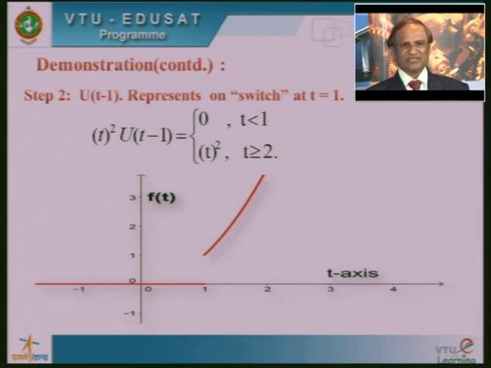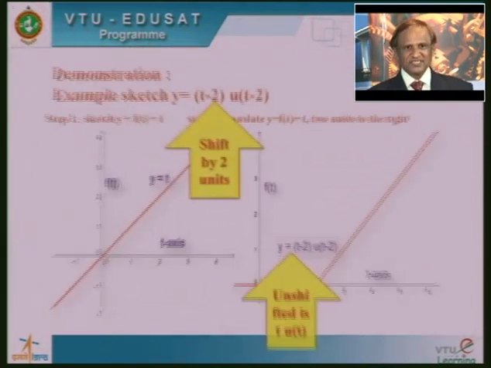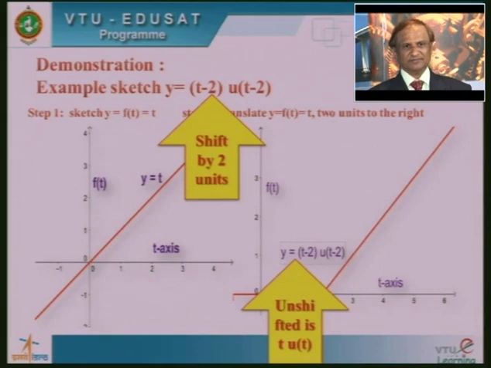That is why mathematically you can write t square into u of t minus 1 is equal to 0 when t is less than 1, or t square when t is greater than or equal to 1. Observe the graph on the t axis. When t is less than 1, the curve is not visible. Is it clear? When t is greater than or equal to 1, the t square curve is visible. Is it clear? That can be observed from the graph, right?